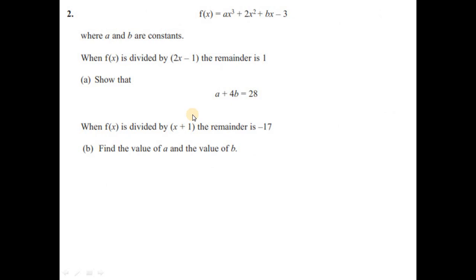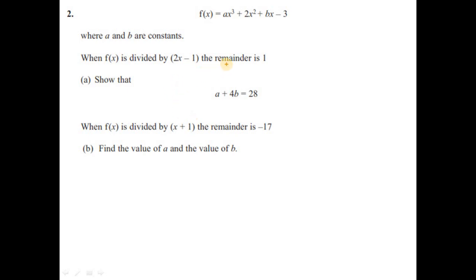Question number 2. f of x is ax cubed plus 2x squared plus bx minus 3, where a and b are constants. When f of x is divided by 2x minus 1, the remainder is 1. Show that a plus 4b is equal to 28.